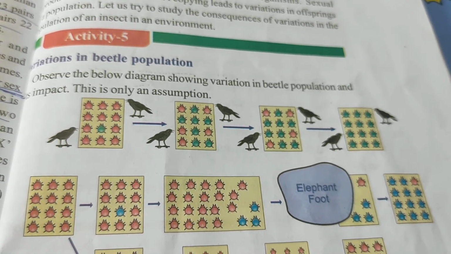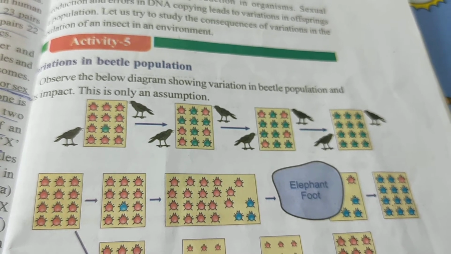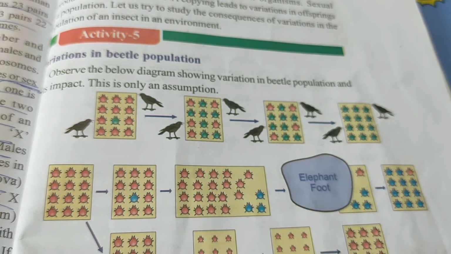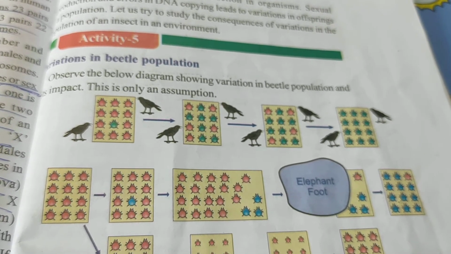So in the next generation you can see the number of green beetles has increased, and continuously this progeny has more green ones. And finally, you can see only green beetles.